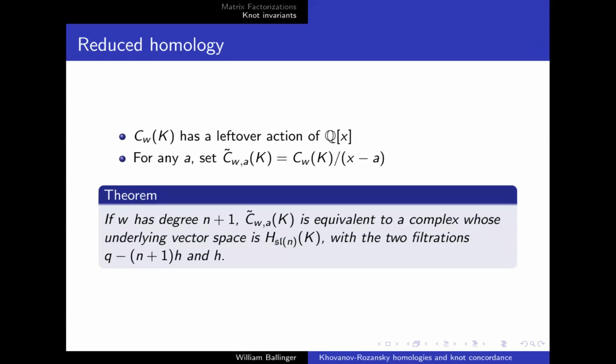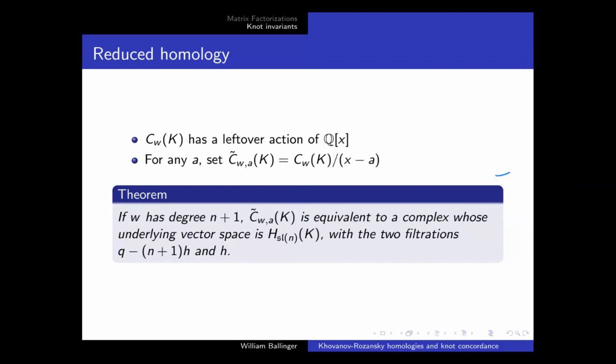Right, so it's sort of this invariant that I think is just about the most general reduced invariant that can be extracted from the reduced Khovanov-Rozansky homology that knows concordance information.